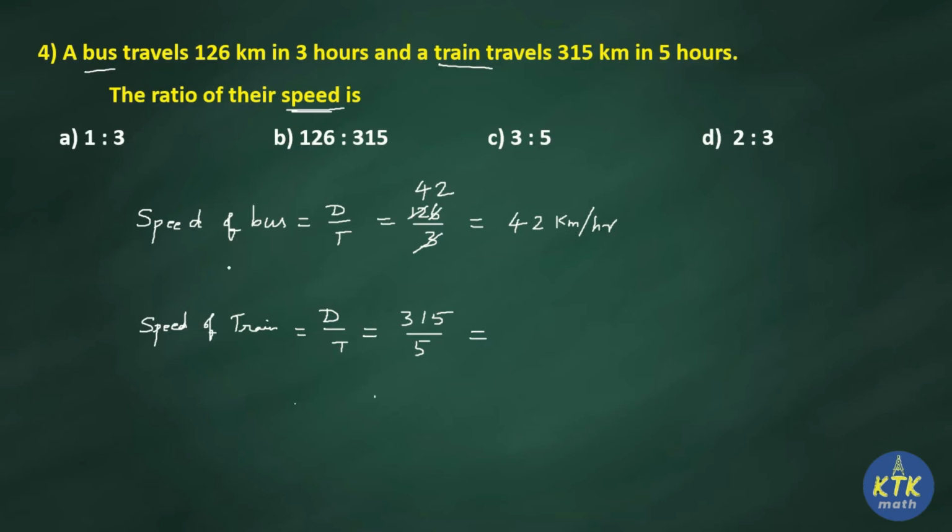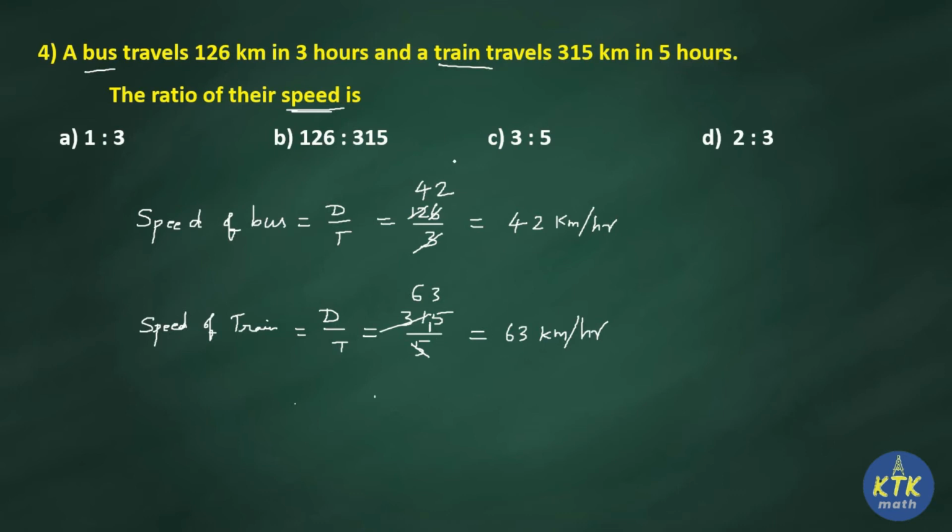Then in the same way try to cancel. 315 divided by 5 you can cancel in the 5 table directly. In 31, how many 5s are there? 6 5s are 30, the remaining 1 you write in the middle. Now this term becomes 15. How many 5s are 15? 3. So 63 kilometers per hour. So we got both speeds now. 42 is the speed of the bus, 63 is the speed of the train.